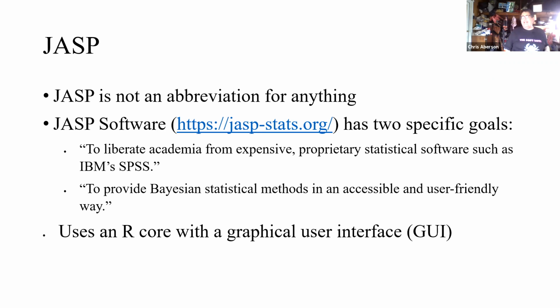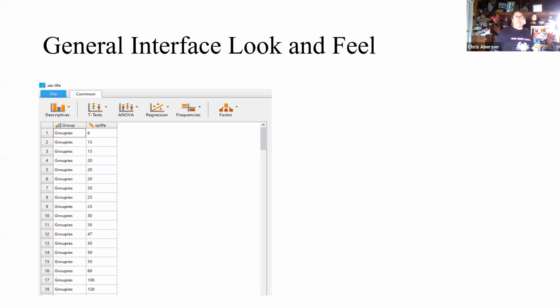First, JASP is not an abbreviation for anything. JASP software, I like them. They're pretty punk rock. They have two goals: to liberate academia from expensive proprietary statistical software, such as IBM's SPSS, and also to provide Bayesian statistical methods in an accessible and user-friendly way. And as I mentioned, they use an R core, so everything is using R. It's just not writing the code.